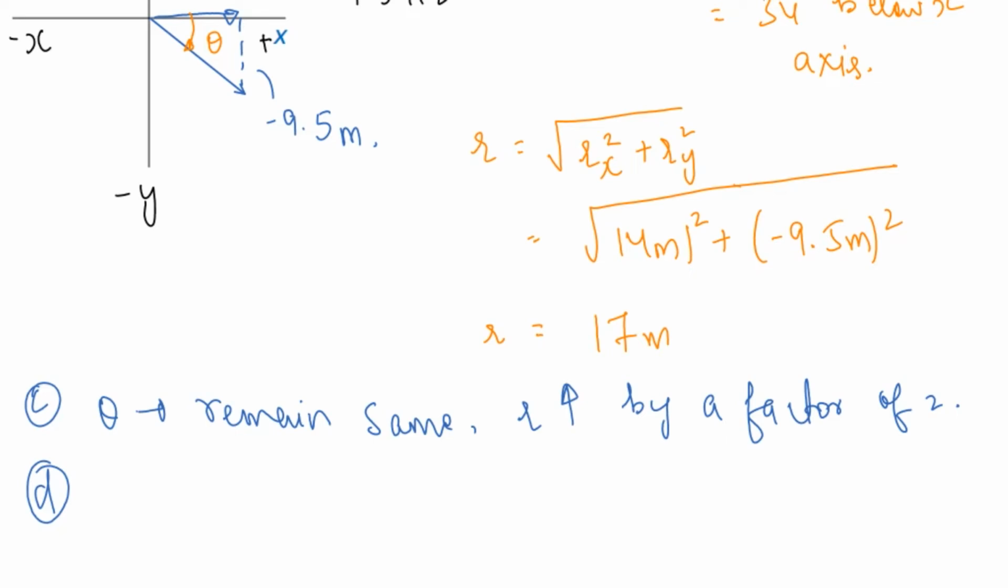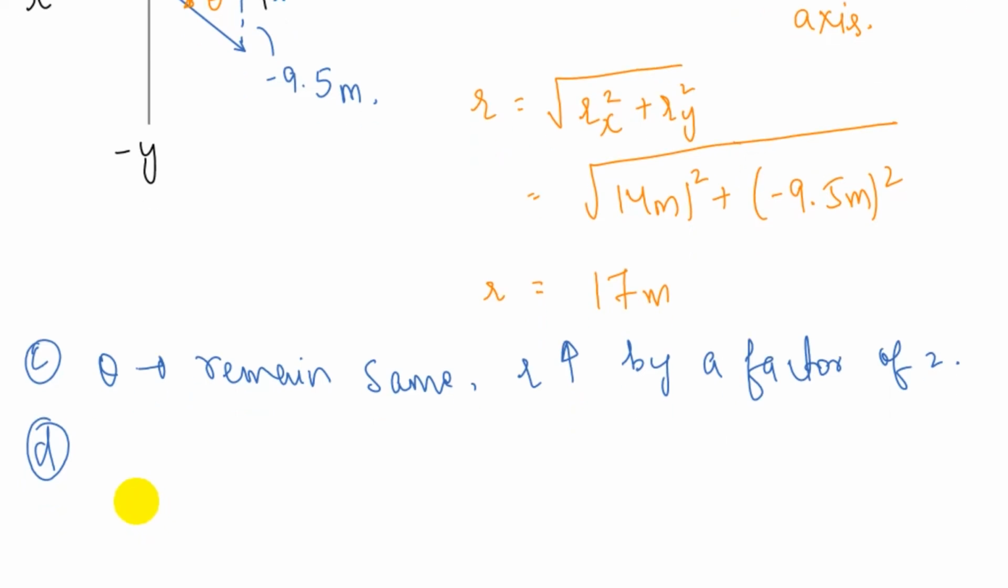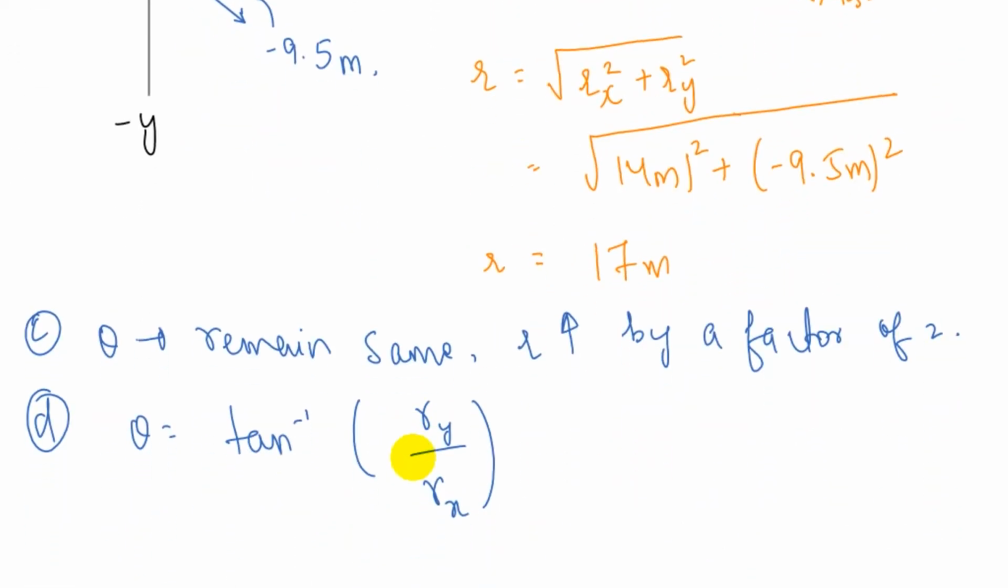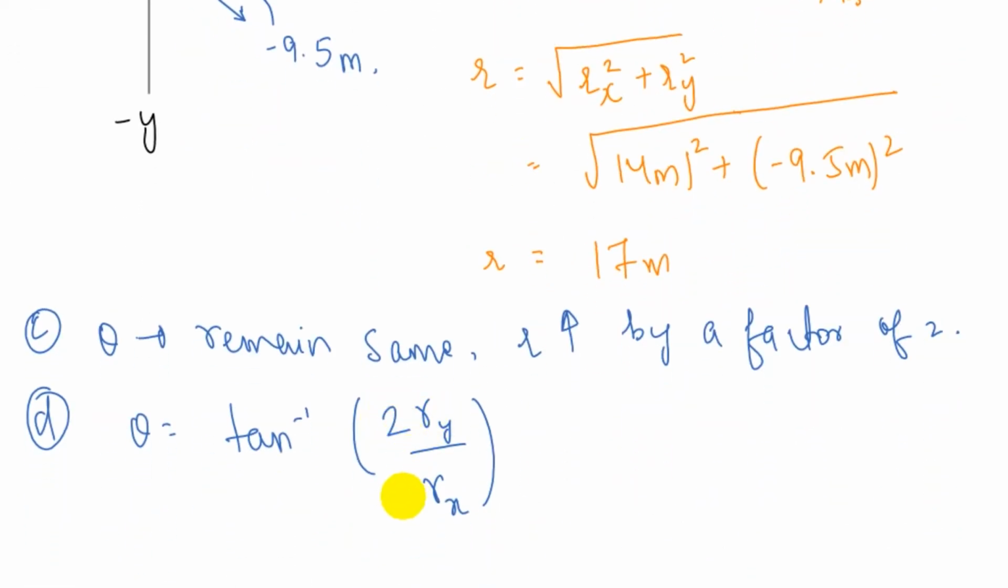Now theta we know, we have theta equals tangent inverse of the y component over the x component. Now if this y and x component is doubled, so this becomes 2 times, this also becomes 2 times, so this 2 and 2 will cancel, we will get the same theta. So hence verified that theta is not going to change, theta will remain same.